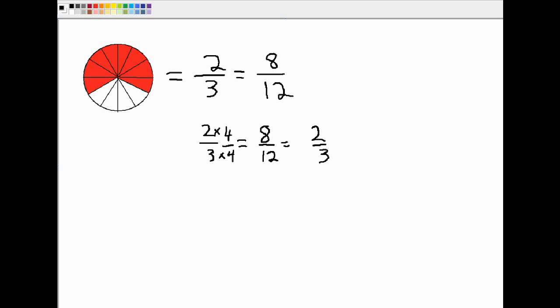And when we go the other way, to change 8 over 12 into 2 over 3, well, now we're dividing. 8 divided by 4 is 2, and 12 divided by 4 is 3. And once again, we can see as long as we multiply or divide the numerator and the denominator by exactly the same value, the fraction stays the same. And that's because, again, these values represent a whole. When you divide by 1 or when you multiply by 1, the value stays the same.